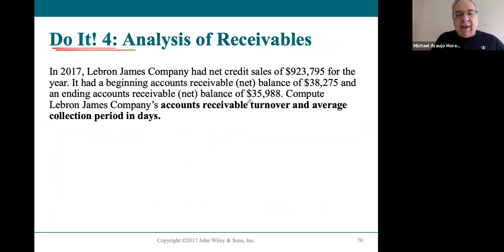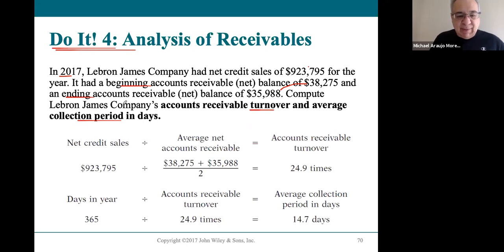So again, knowing the accounts receivable turnover and the collection period is very, very important. So here we have an example at the end of Objective 4. LeBron James had credit sales of 923,795. Right, there's your credit sales here. You have beginning accounts receivable of 38,275, ending receivables of 35,988. So you're going to average those out. So what is the accounts receivable turnover for LeBron James's company?